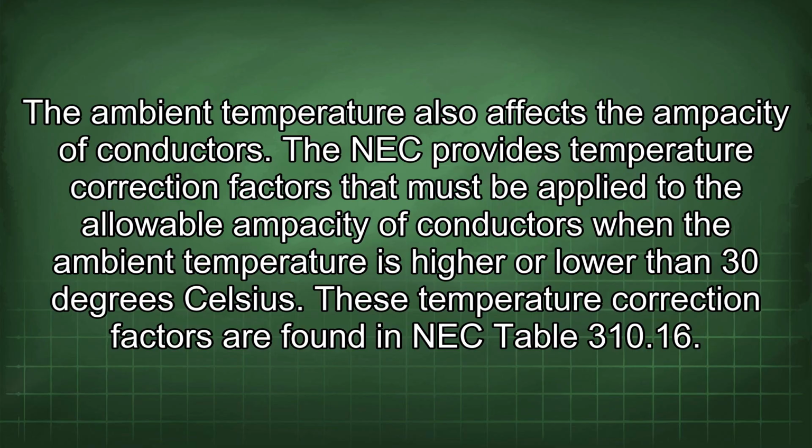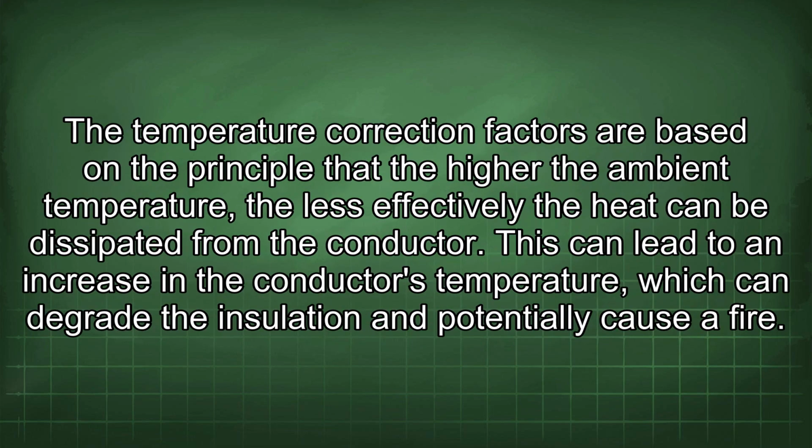The NEC provides temperature correction factors that must be applied to the allowable ampacity of conductors when the ambient temperature is higher or lower than 30 degrees Celsius. These temperature correction factors are found in NEC Table 310.16. The temperature correction factors are based on the principle that the higher the ambient temperature, the less effectively the heat can be dissipated from the conductor. This can lead to an increase in the conductor's temperature, which can degrade the insulation and potentially cause a fire.